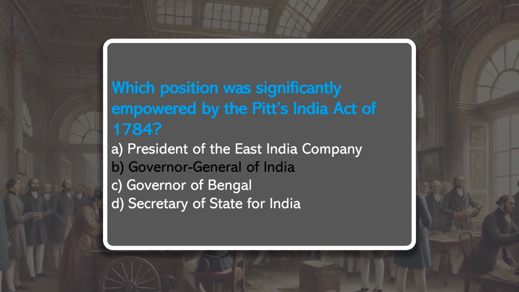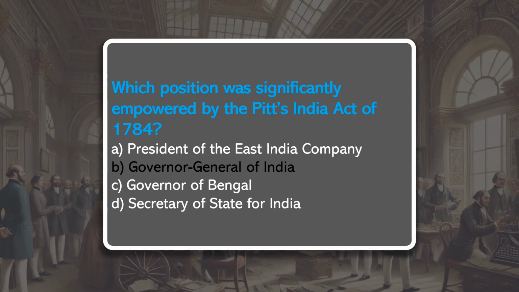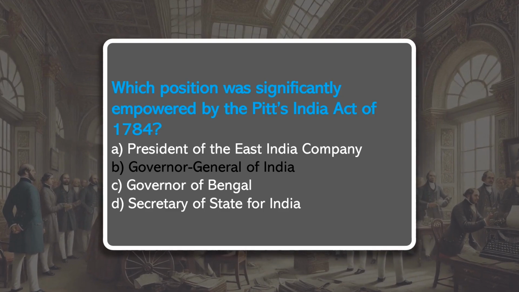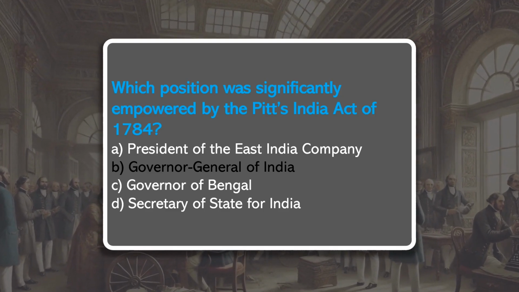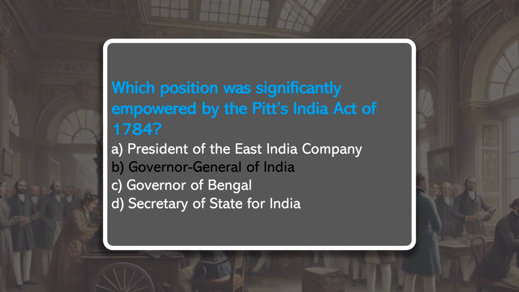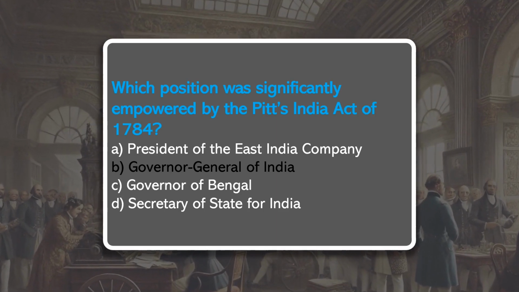Why? The Pitt's India Act expanded the powers of the Governor General of India, making him the most powerful figure in the subcontinent, overseeing not only trade but also governance, military affairs, and political decisions.